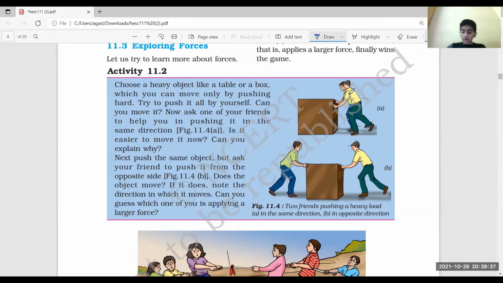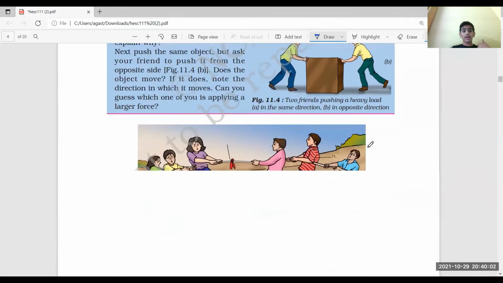When both are pushing the box in opposite directions, there is a difference between the first and the second force. If this is 10 newton and this is 5 newton, there's a 5 newton difference. If it's 10 newton and 5 newton, both at the same side, then 15 newton is the sum. We're talking about sum here.